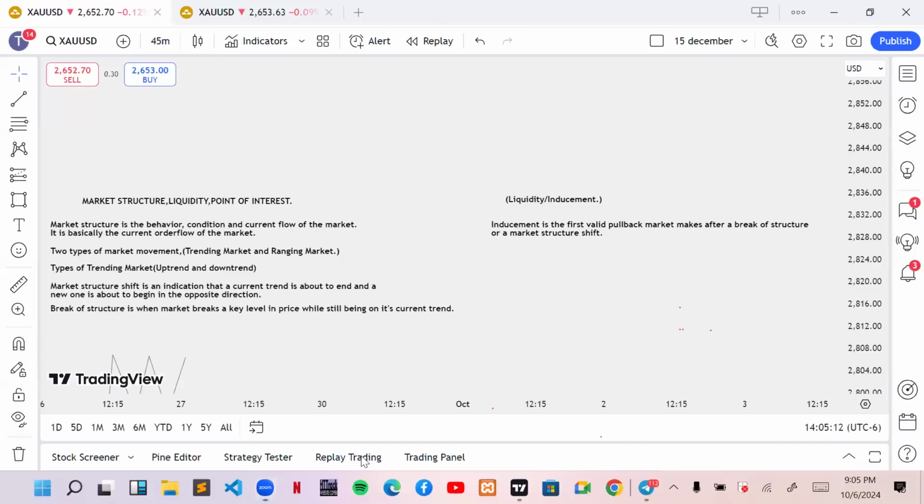What's top down analysis? This is not what I'm teaching in this class. I'm teaching market structure, inducement, and point of interest. I'm teaching my trading strategy. If you have your top-down analysis, do your top-down analysis. I don't think I mentioned anything regarding top-down analysis in this strategy. If I did, and you ask me questions relating to it, I'll answer. But I told you I'm teaching my trading strategy, and you should ask me questions relating to what I'm teaching.